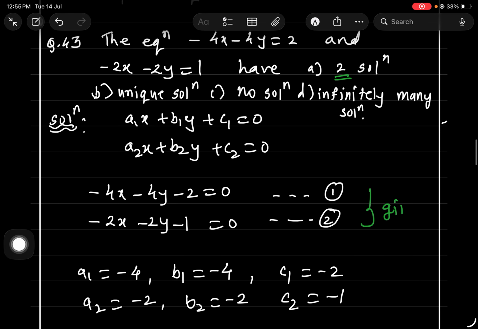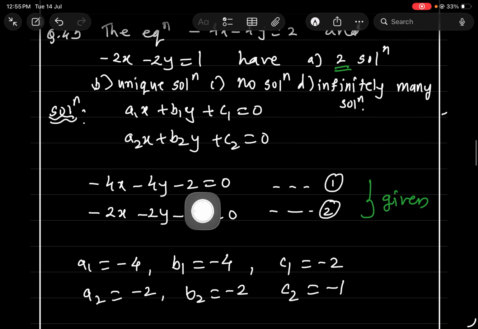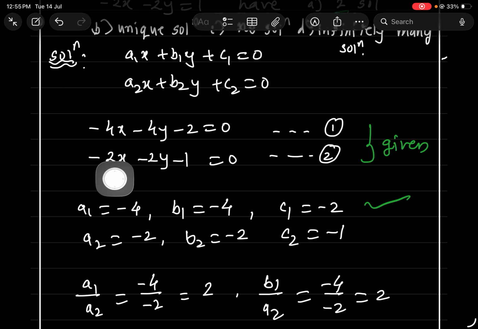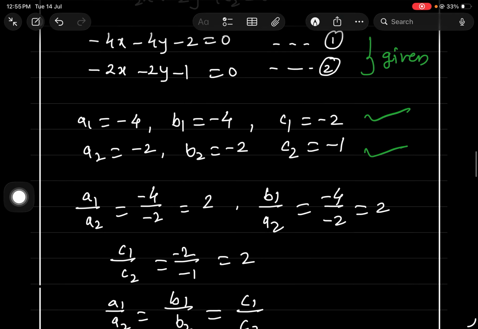If you compare this with the standard form, then you will get a1 equal to -4, b1 equal to -4, c1 equal to -2. That is written here. Now here a2 equal to -2, b2 equal to -2, c2 equal to -1. This is written. So now the ratio a1 upon a2 is -4 upon -2.